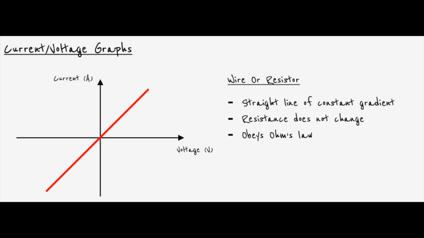Let's look at these current voltage graphs now. As you can see with the wire, we have a directly proportional relationship between voltage and current. I know that because I can see a straight line which passes through the origin. This means that the resistance doesn't change and that it obeys Ohm's law.